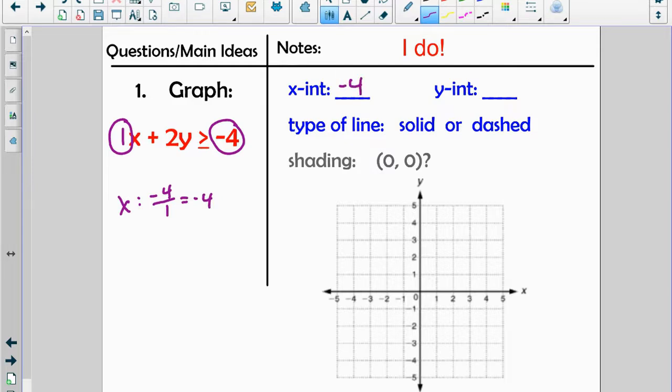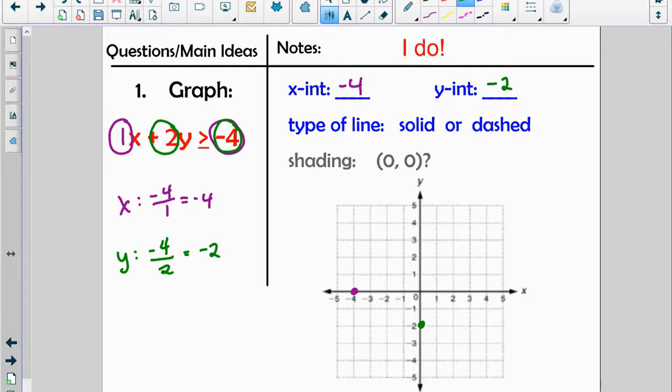So on my graph, I'm going to go ahead and place that right away on the x-axis at -4, right over there. Then I'm going to find my y-intercept, which I'm going to take, again, that constant term divided by the coefficient of y, +2. -4 divided by 2 is -2. I have a y-intercept at -2.